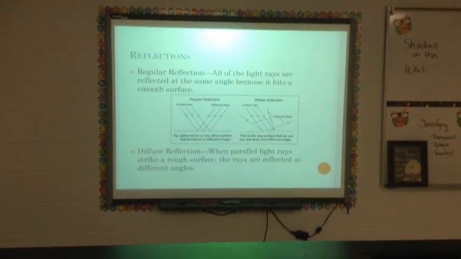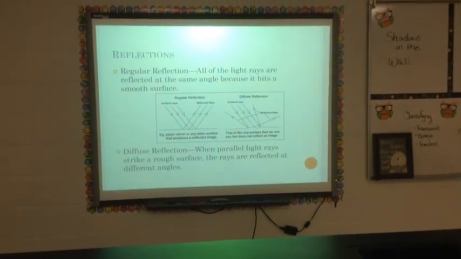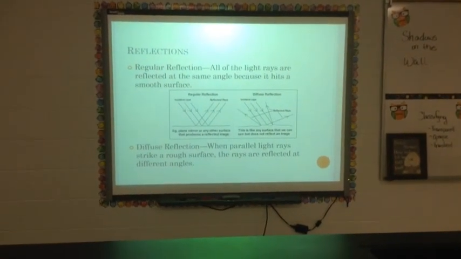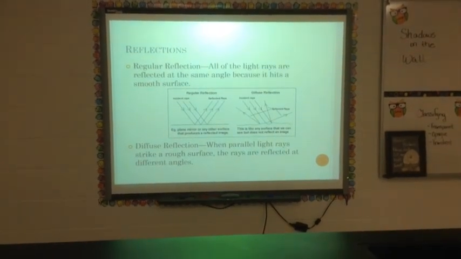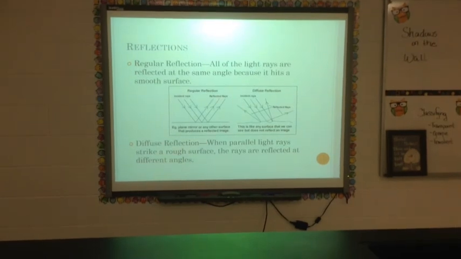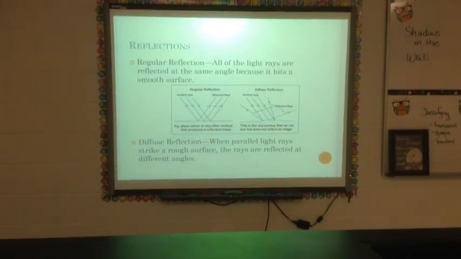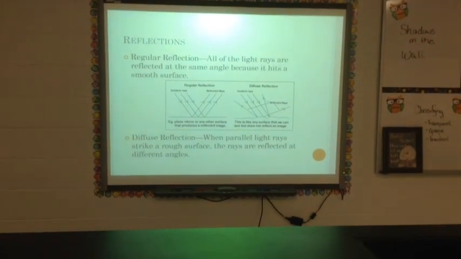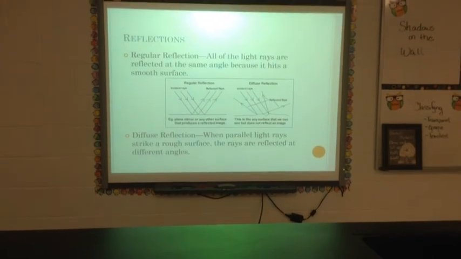We have reflections. We talked about reflections before. We know that we have regular reflections. We have the incoming wave, and then we have a reflected wave. Then you also have a diffuse reflection, and that's when something hits a rough surface. Again, we talked about this. Think about a bouncy ball. If I threw it at a pile of gravel, it's not going to bounce right back at me. It's going to shoot off somewhere different.